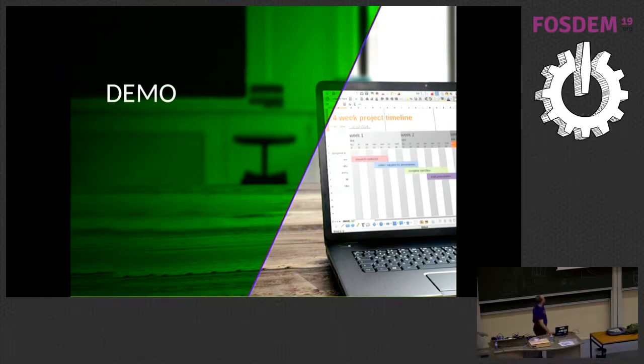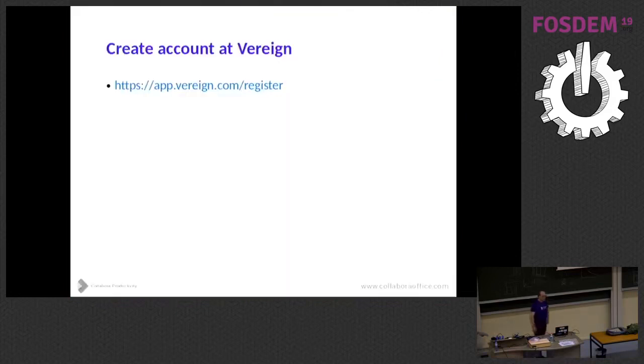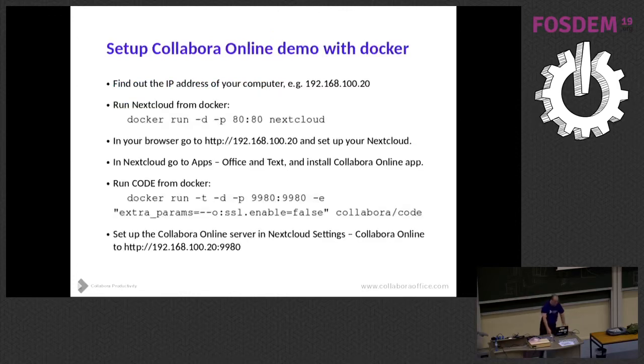But the first step that you have to make if you want to try this out, you have to create an account at Vereign, the URL shown there. So I did this before the presentation. And you also need to set up a Collabora Online. So sometimes we get the criticism that it's very hard to set up a Collabora Online. Therefore, I would like to demonstrate that it's not the case.